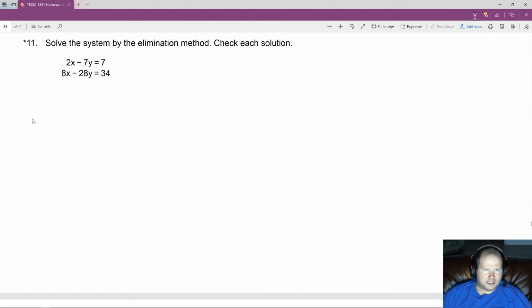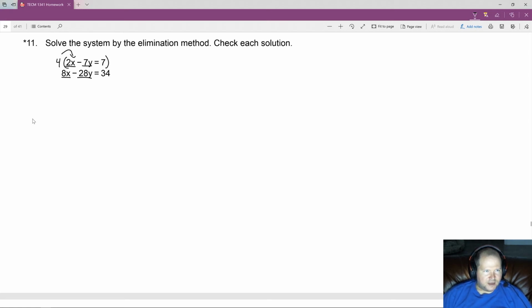So we want to solve the system by the elimination method and check each solution. Okay, so we have a 2x and an 8x. So the least common multiple between a 2 and an 8 is an 8. We have a 7y and a 28y. The least common multiple between a 7 and a 28 is a 28. So it looks like the 8 is smaller, so I'm probably going to try to multiply 2 by 4 to turn it into an 8.